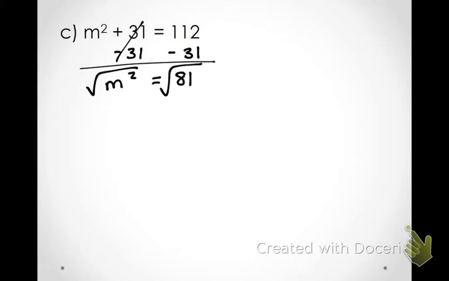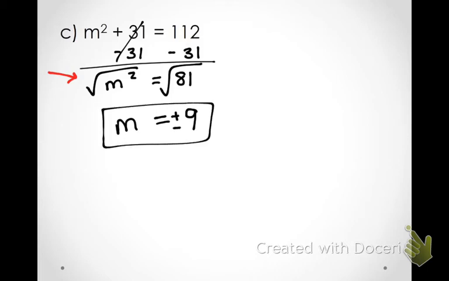What's the square root of m squared? m. What's the square root of 81? Plus or minus. Okay, we know that it's 9, and since we are the ones who introduced the radical to the problem, the answer is going to be positive and negative 9.